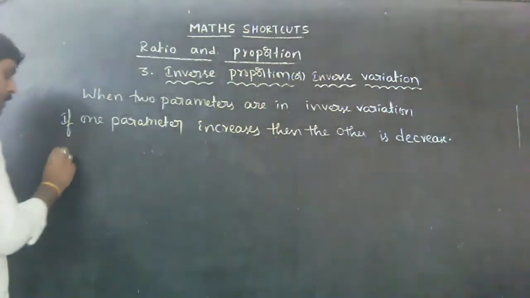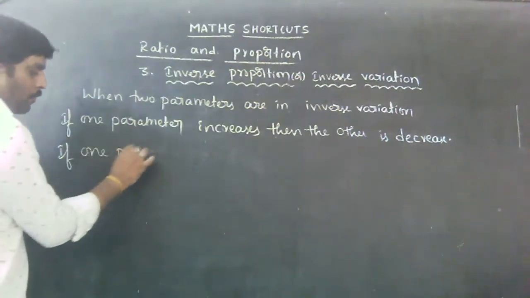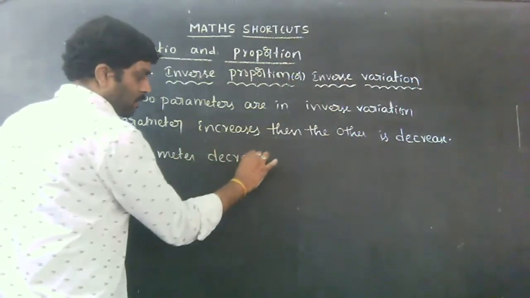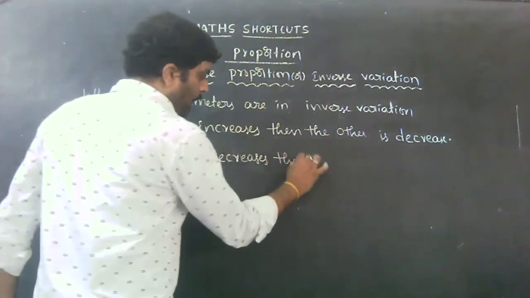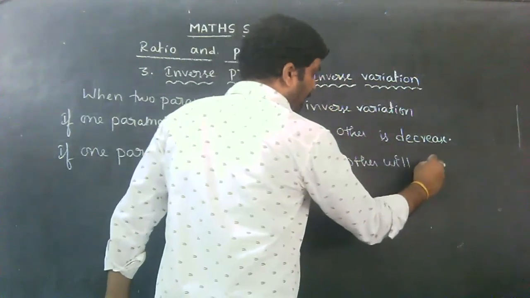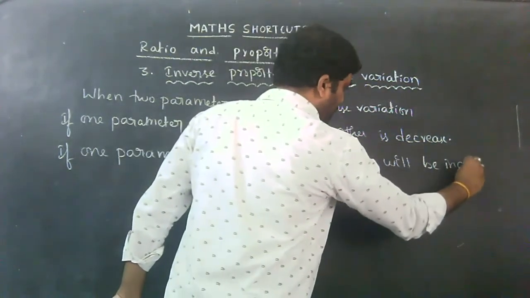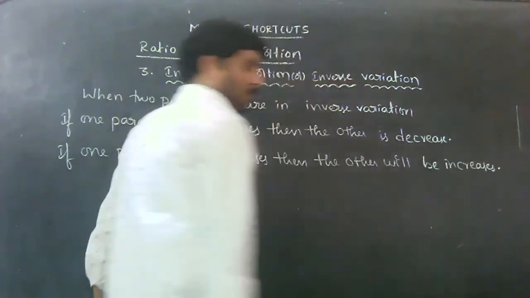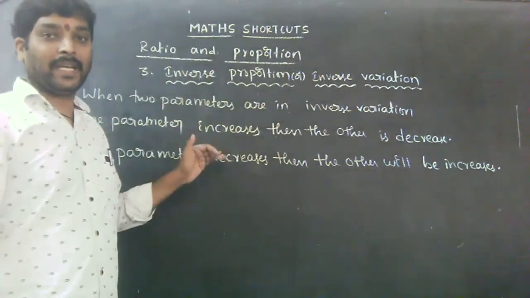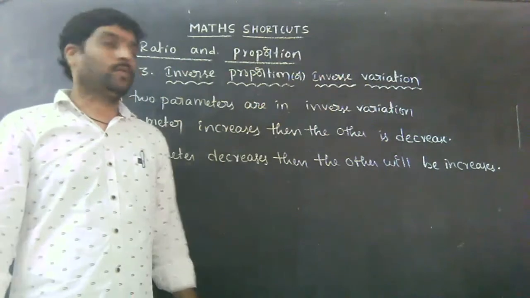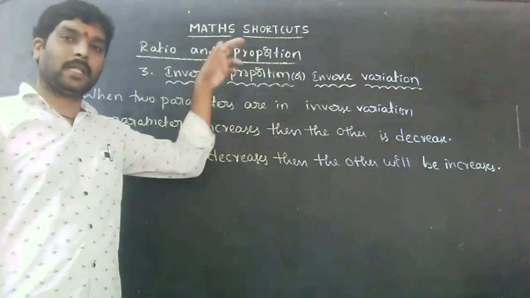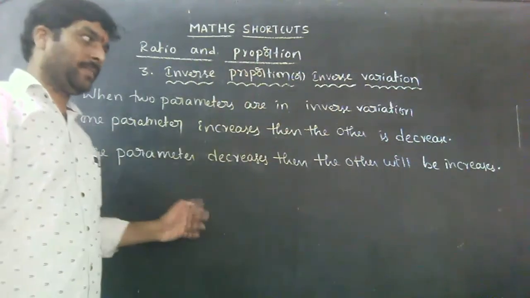And if one parameter decreases, then the other will be increased. One is decrease, other one is increase. So it is totally different from direct variation. In inverse variation, one is increase, other one is decrease. I'll give an example. Listen.